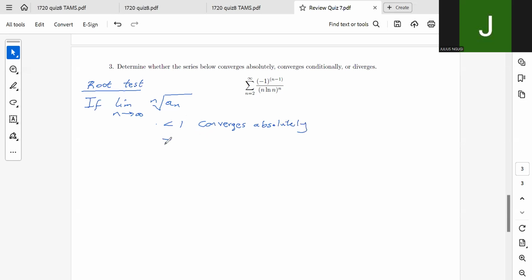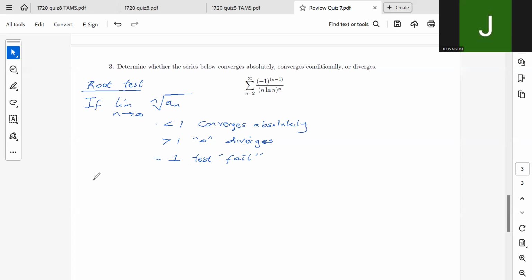it converges absolutely. If it's greater than 1, and also including infinity, also even in the last one for the ratio test, including infinity, this diverges. And if it's equal to 1, this test will fail. So we cannot use this test to conclude if the answer equals 1, if the ratio equals 1. All right. So again, let's see here.